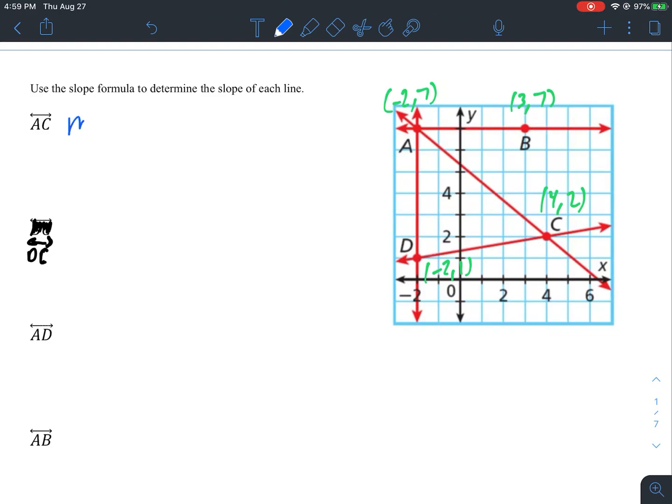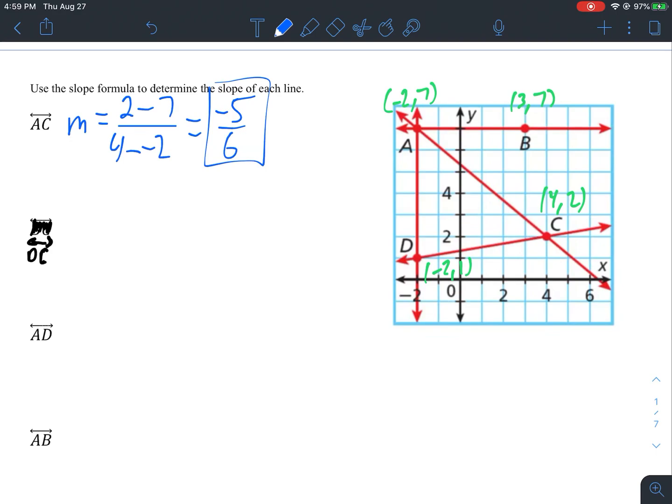The slope of AC: we're going to do 2 minus 7, y minus y, divided by 4 minus negative 2, x minus x. That's using these two points right there. 2 minus 7 is negative 5. 4 plus 2 is 6. If you can reduce that, great. If you can't, that's it. So that's our answer. Our slope is negative 5/6.